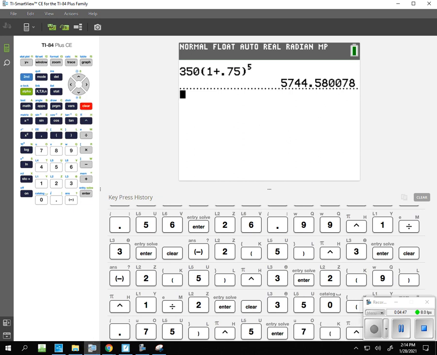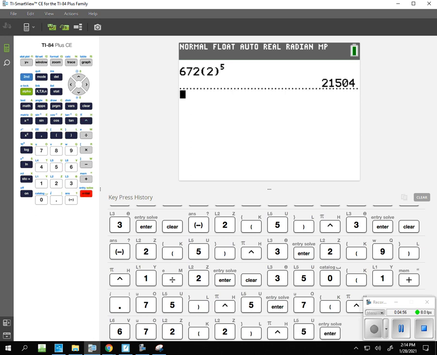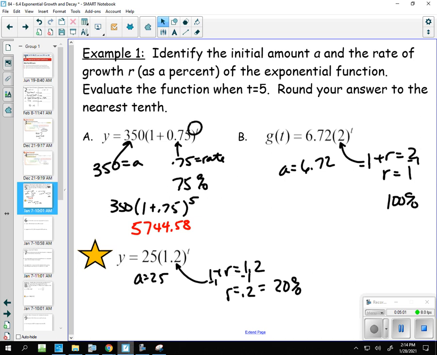Oops, we're going to clear this again. 672, 2 raised to the fifth. And now this one's going to go up pretty quickly. 21,504. Oh, my bad. Hold on. It wasn't 672, it's 6.72.